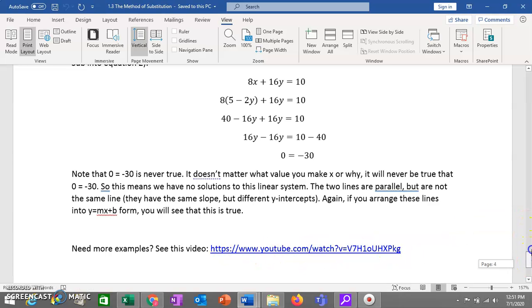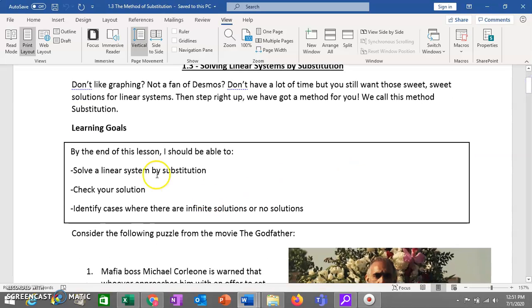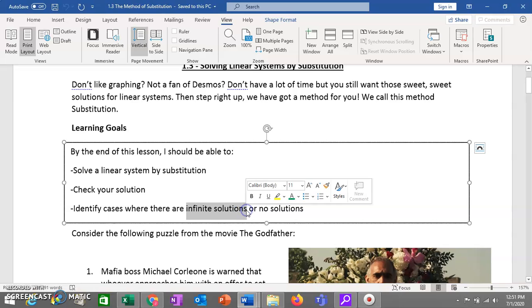Okay, so again, reviewing what we've covered here, you should be able to solve a linear system by substitution, check your solution, and identify cases where there are infinite solutions or no solutions. So again, if you get 0 equal to something that's not 0, then you have the no solution case. If you get 0 equals 0, you have the infinite solution case. And if you get x equals something and y equals something, then you have the one solution case, and you can say what your one solution is.